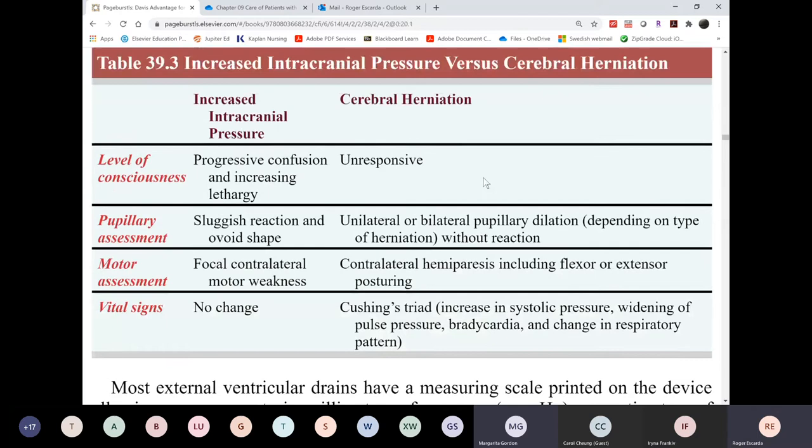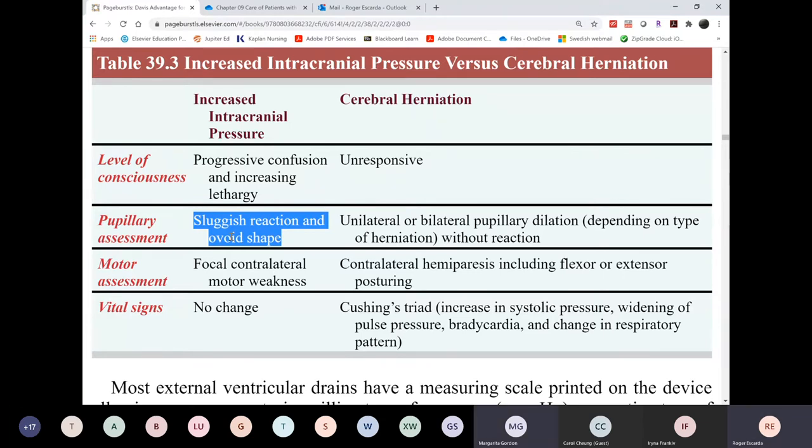Yes. Here are your changes. So these are the signs of how the patient will appear in increased ICP versus cerebral herniation. So here you still have some brain function. This one, no more. Patient's unresponsive, as well as far as pupils go, there is a reaction, even though it's sluggish or has changed shape. Ovoid is like an oblong. You see a cat's eye.